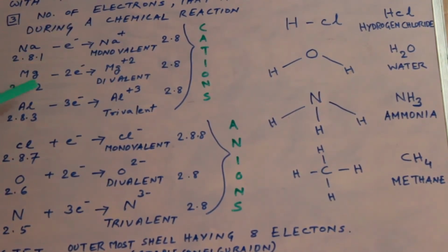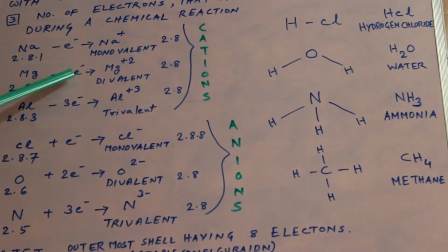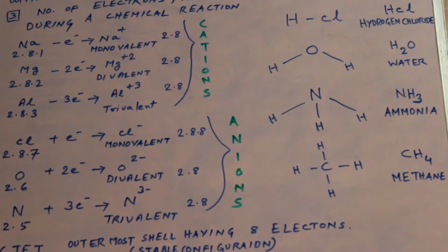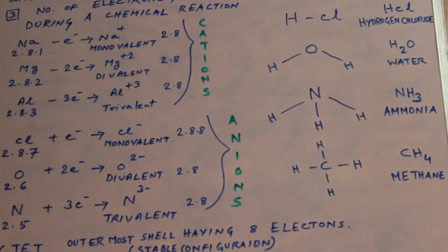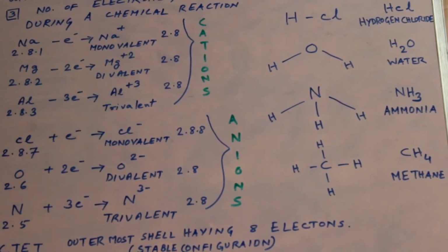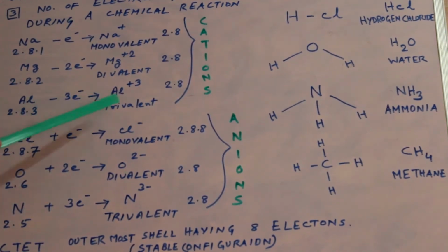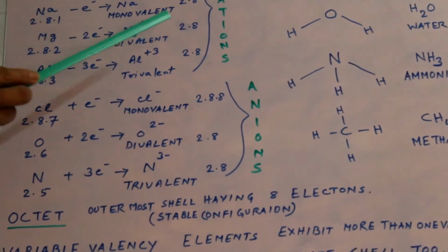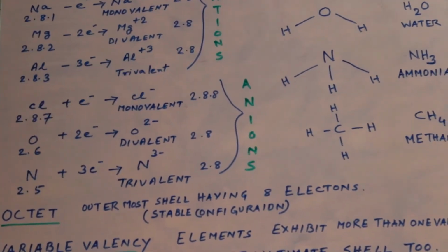Then magnesium, 2 electrons in the outermost shell. If 2 electrons go out, it will be Mg2+. It is divalent. Again 8 electrons in the outermost shell. Aluminium 2,8,3, 3 electrons in the outermost shell. 3 electrons go out, Al3+, this is trivalent, so the valency of aluminium is 3 and electronic configuration is 2,8.